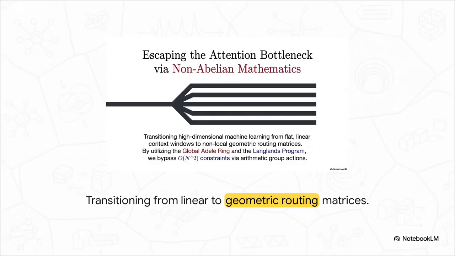All right, let's jump right into part 1, escaping the attention bottleneck. Like we just mentioned, traditional linear context windows hit a massive wall with that O(n)² quadratic complexity. Every time you add a new token, the computational burden multiplies exponentially. There's just no getting around it. But utilizing a rather profound mathematical structure called the global Adele ring actually offers a real escape route. It allows us to shift away from those linear, flat sequences and move toward non-local geometric routing matrices.